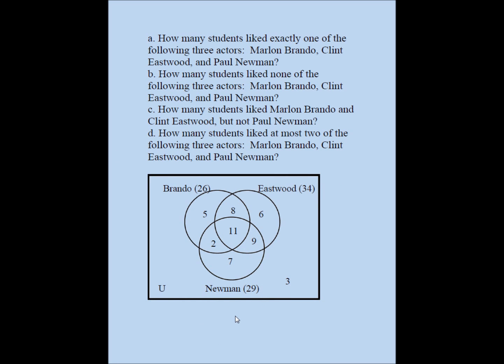Okay, so here's what we had in red. So let's answer some of these questions. How many students liked exactly one of the following 3 actors? These are the people who liked one actor. 5 plus 6 is 11. 11 plus 7 is 18. So this is 18. Let's move on to the next one. How many students like none of the following 3 actors? That has to be 3.